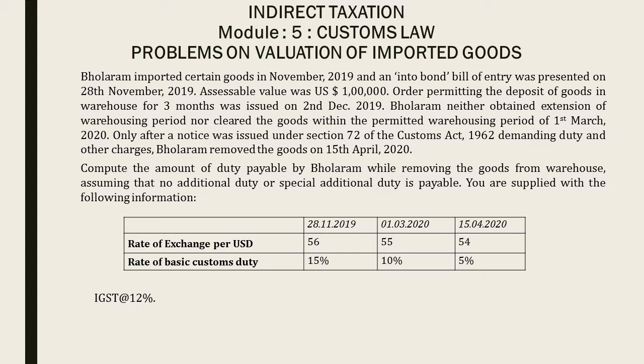Compute the amount of duty payable by Bolaram while removing the goods from the warehouse, assuming that no additional duty or special additional duty is payable. He has paid the duty which is demanded by the warehouse agency. You are supplied with the following information: the rate of exchange per US dollar for November, March and April is given, the rate of basic customs duty is 15%, 10% and 5% respectively as on those dates, and IGST is at 12%.